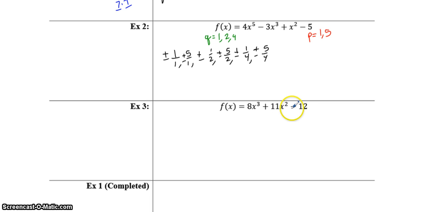So let's go ahead and do the same thing here. What are the values for P? What are the factors of 12?